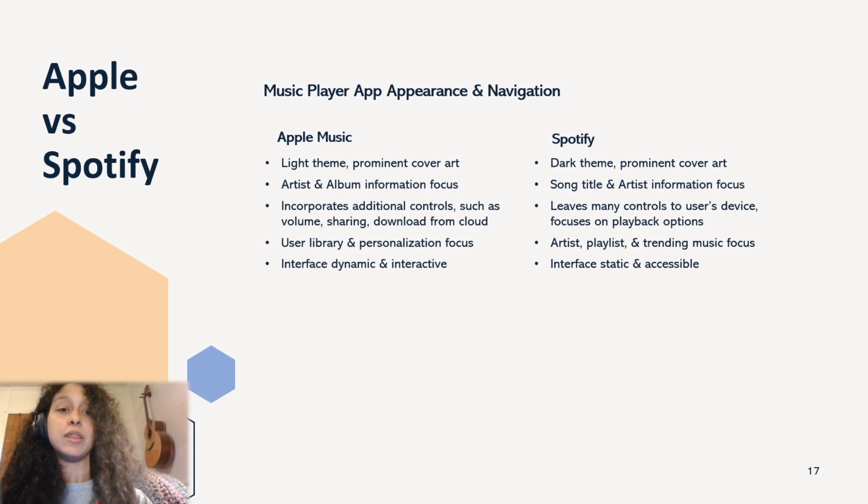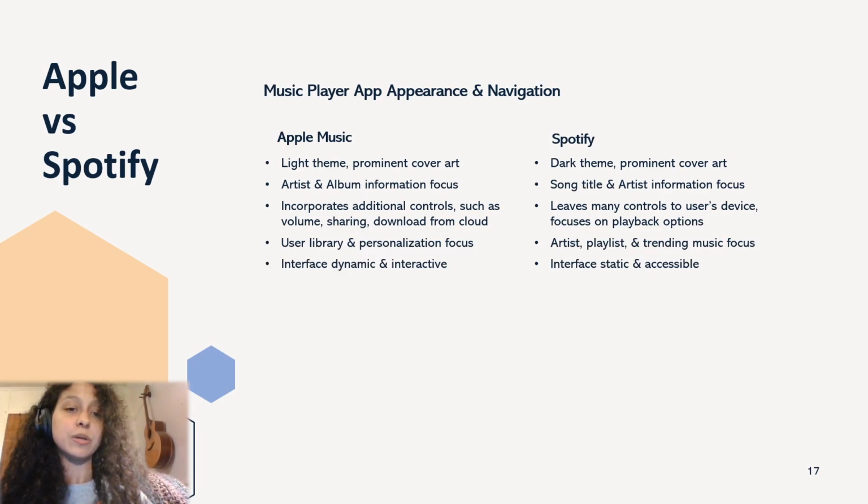If we compare the themes, Apple Music has a light theme with prominent cover art, and Spotify has a dark theme, again with prominent cover art. Apple Music's app focuses on displaying the artist and album first and foremost, whereas Spotify focuses on the song title and artist, and this information is not quite as prominent.